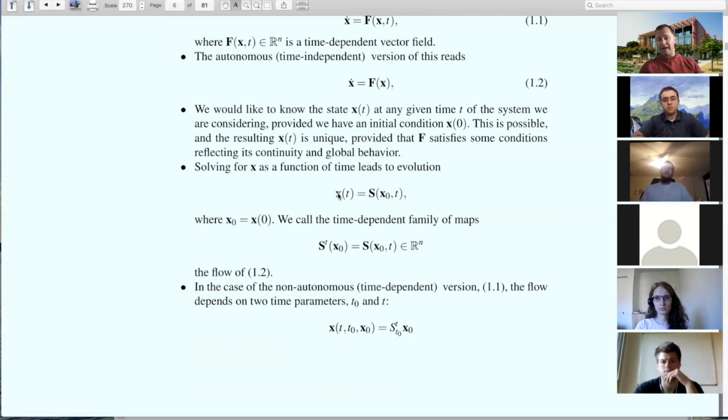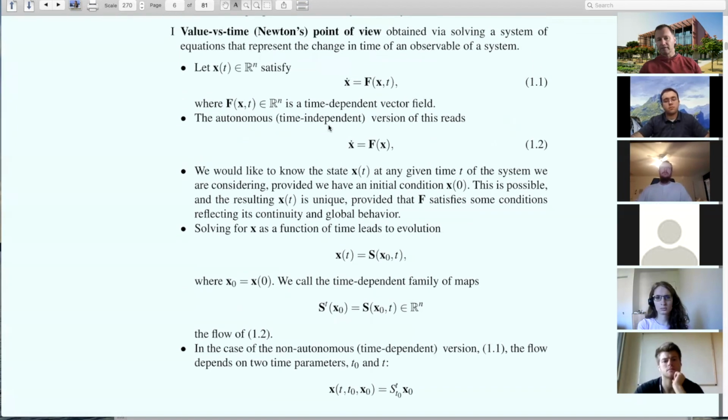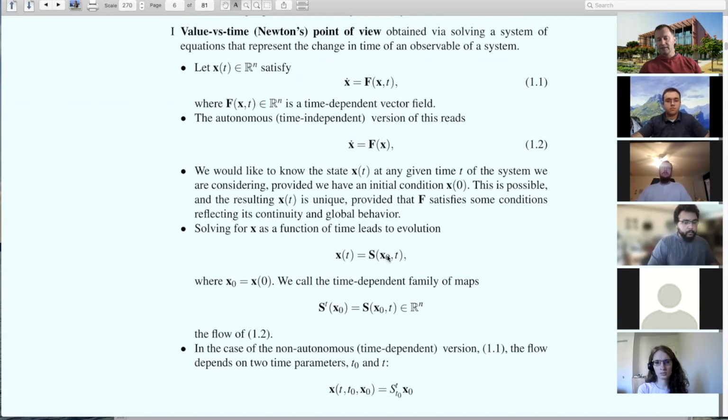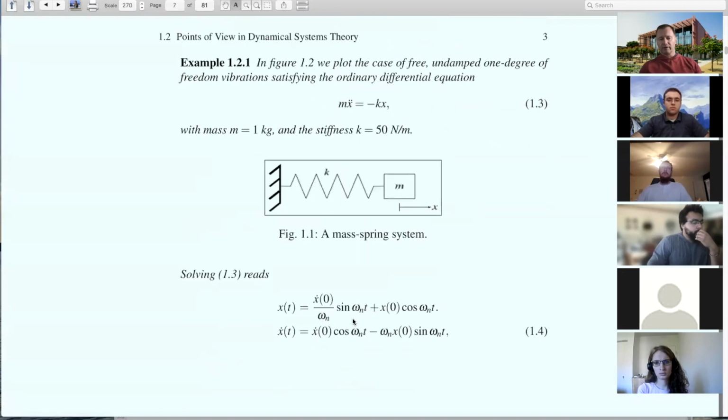I wrote this as a map. So x of t is really a map from some initial condition x0 to time t. Since there is time involved in the description, we can also label this map with t as a superscript and have S^t of x0, which is really just a map from some x0 at time t. So it tells you the position in space R^n that the system has acquired starting from x0 at time t.